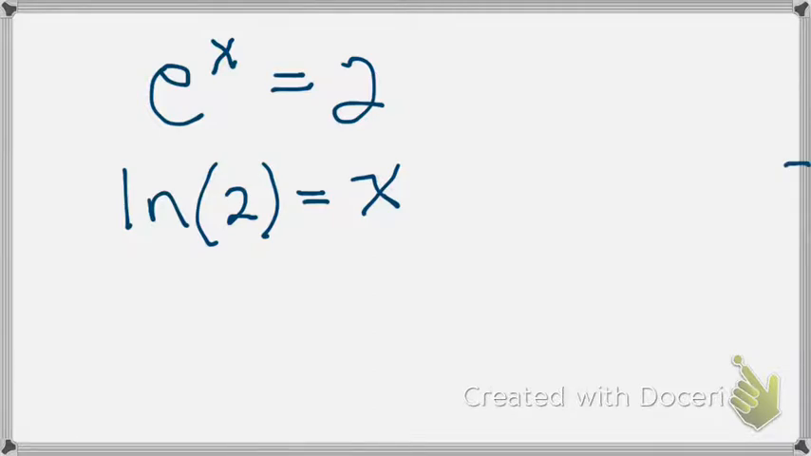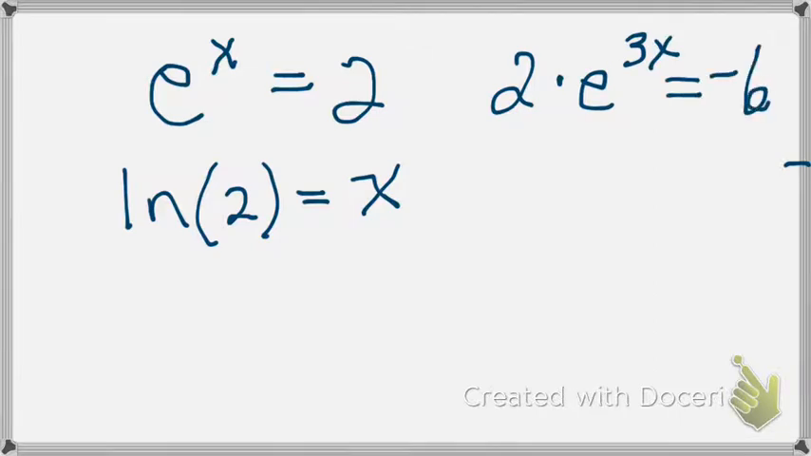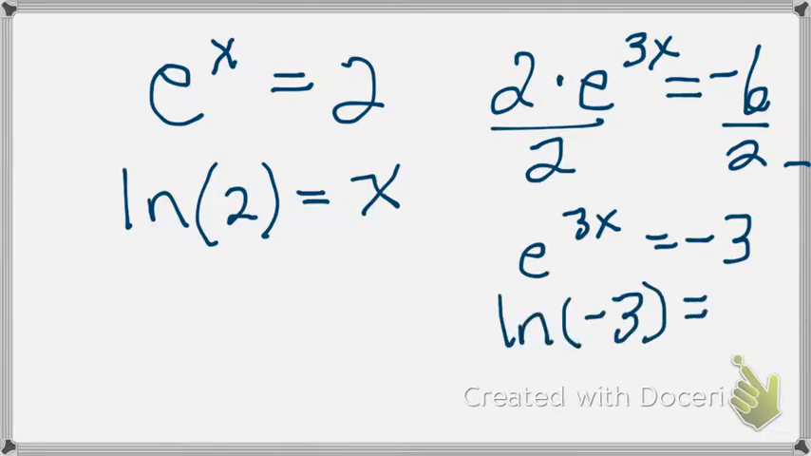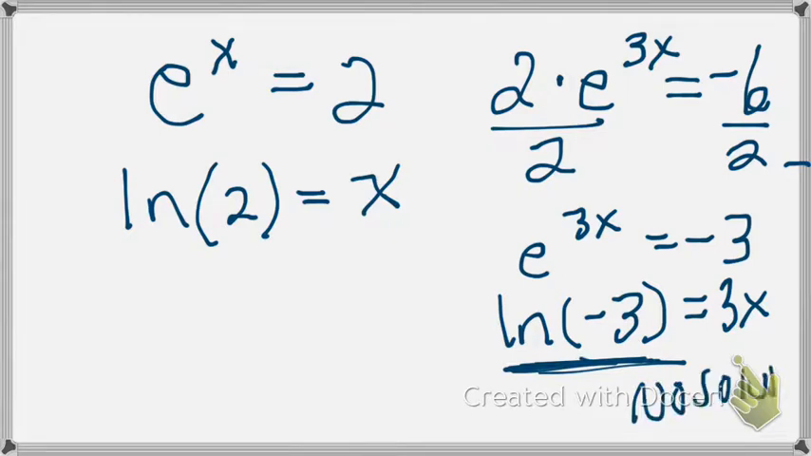Now, of course, what happens if you have this, Ms. Smith? 2e to the 3x is equal to a negative 16 or negative 6. Well, divide by 2. e to the 3x is equal to a negative 3. All right? Convert. ln of a negative 3 is equal to 3x. Now, this example wasn't very good because what? You cannot have a negative, so this would be a no solution. Okay? No solution. All right? But it still is the same way that we have been doing it. Hopefully this helps some of you guys.